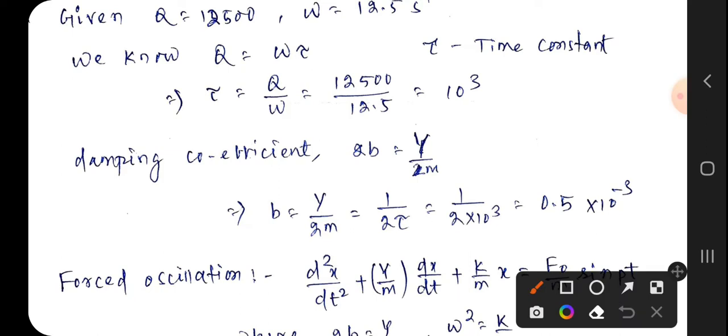Now just put the values. 2b equals y by m, that means b equals y by 2m. Also, y by m equals 1 upon tau, that means b equals 1 by 2 tau. The tau value is already 10 to the power 3, so b is 1 by 2 into 10 to the power 3, and the answer is 0.5 into 10 to the power minus 3.